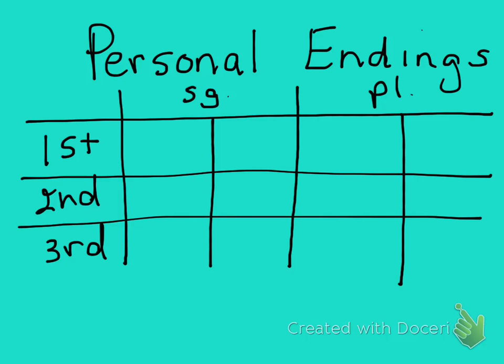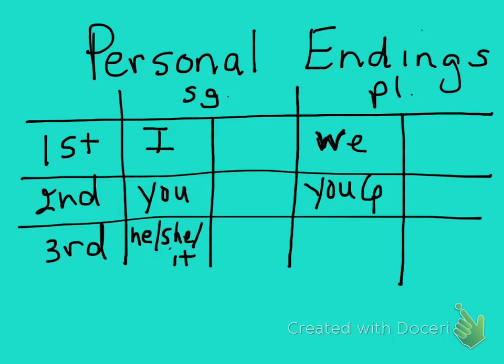Next, what you want to do is add the personal endings to the stem of parare. So the personal endings, there are 6 of them. 3 are singular and 3 are plural. Go in order like this. The pronouns are I, you, he, she, it, we, you plural, and they. So those are the personal pronouns.